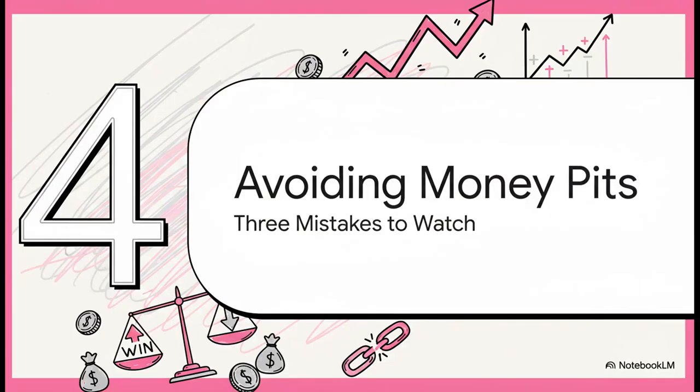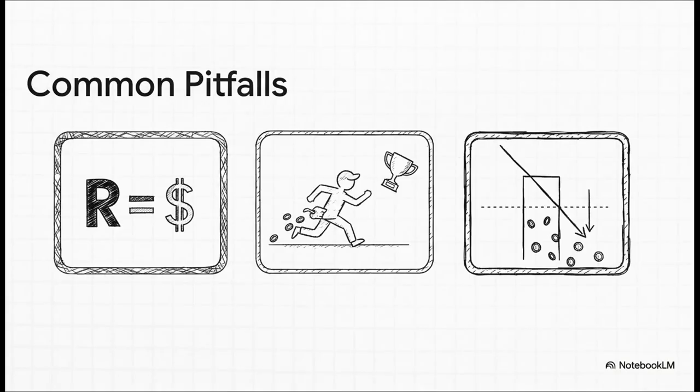Okay, so we've seen how to do it right, but let's talk about how it can go wrong. These are the classic money pits, the common mistakes that you absolutely want to steer clear of. First up, a big one. Confusing R with some fixed dollar amount. It's not. R is unique to every single trade based on your entry and your stop.